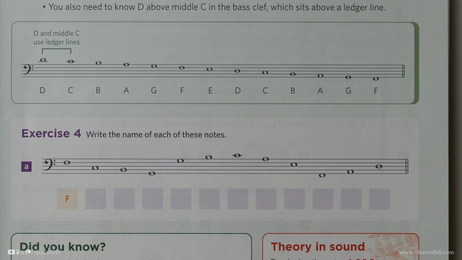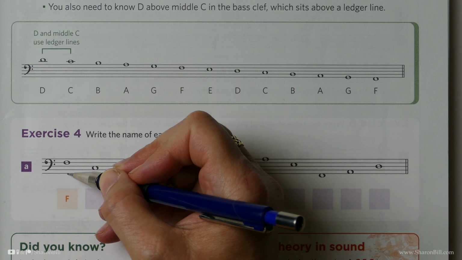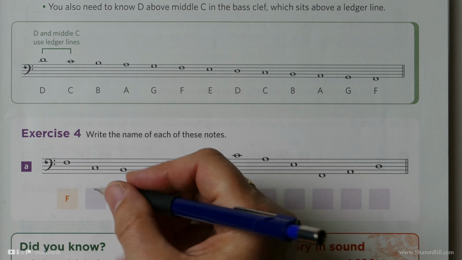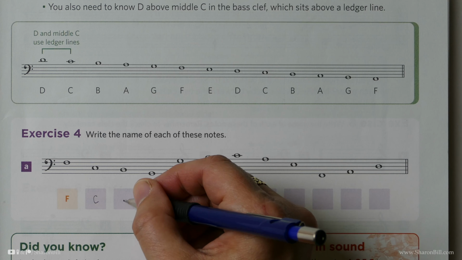So I'm hoping you've had a little go of this. And so now we're in bass clef. So we know it's Good Boys Deserve Football Always, and All Cows Eat Grass. So All Cows Eat Grass, that's a C. And then Good Boys, that's a B.